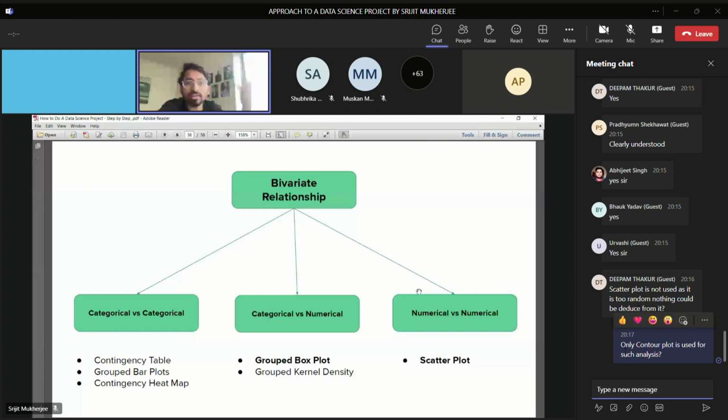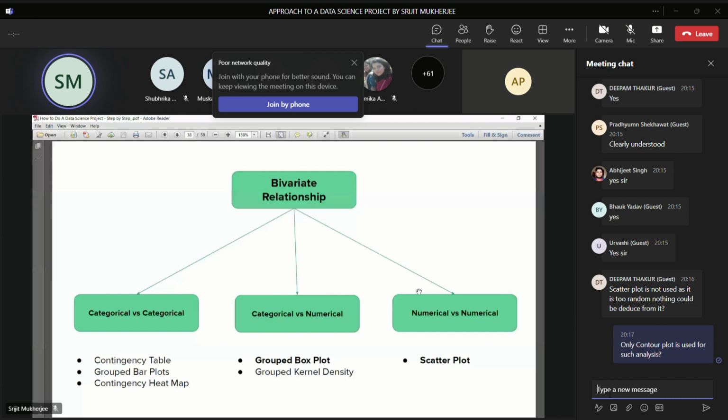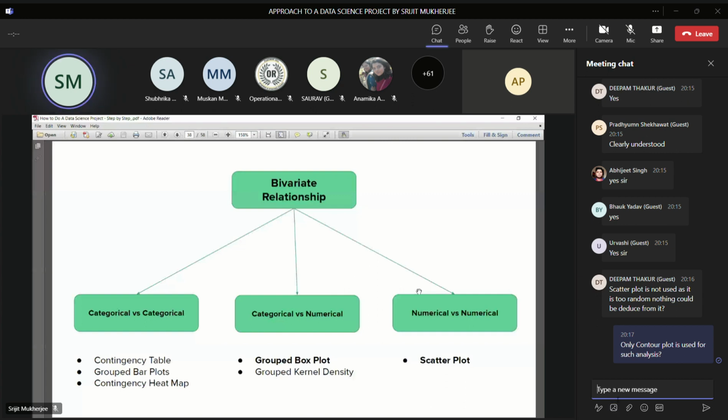We have come to the domain of supervised learning. For categorical, you have contingency tables, grouped bar plots and so on. Now, before proceeding to show you examples based on that, I will go to my notes and show you the basic ideas of all the types of graphical plots, so that you get to know them in a detailed way.